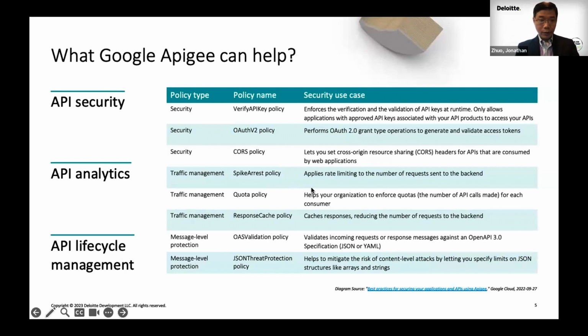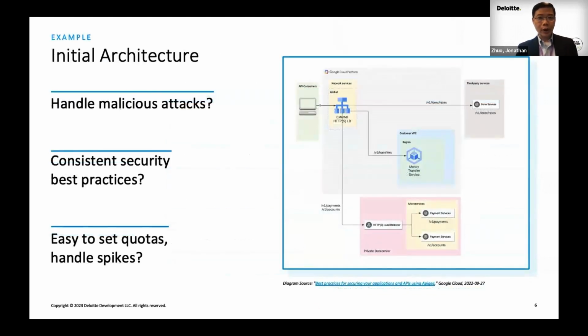For example, in this table, you can see there are quite some. It's not all of them, but I listed some of the security policies that will help you to control access to your APIs. And the traffic management policy helps to configure caching, control quotas, mitigate the effects of spikes, and control API traffic. And also, message level protection policy lets you inspect and validate request payloads to help protect your backend from malicious attackers. Let's look at this initial architecture diagram.